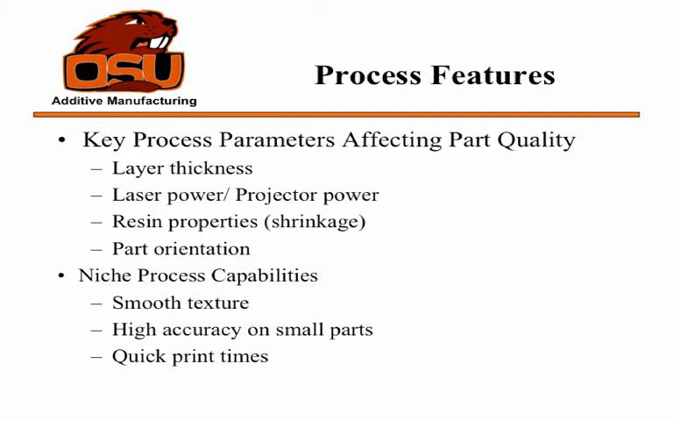This part is about the available process capabilities. As of now, what you can get is a really smooth texture and really high accuracy in the features, but it's limited to small parts, even though they are trying to make it bigger. The small parts have the maximum accuracy and maximum surface finish, and quick print times depending on the type of machine and process you're going to use. Other process capabilities: they're trying to print with other materials other than just plastic, with composites and ceramics and even metals.